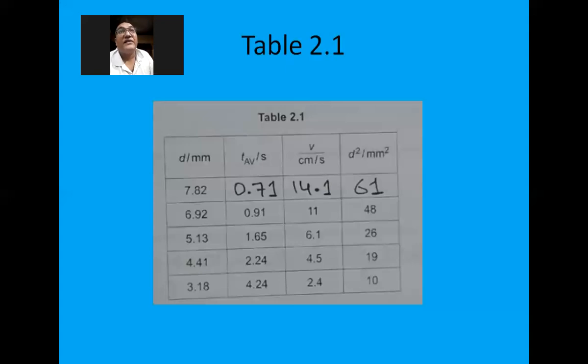You can see that table 2.1 is on your screen. Using the data in table 2.1, plot on figure 2.2 a graph of V on the y-axis. The V values are these values. V should be on the y-axis against D square. D square values should be on the x-axis. Start both the axes from the origin. Draw the straight line of best fit.